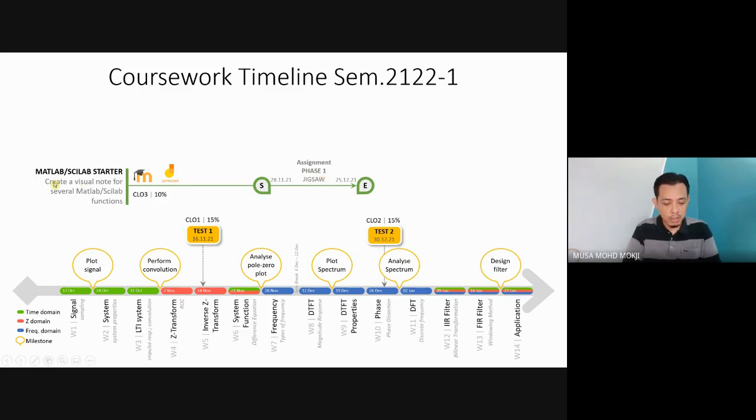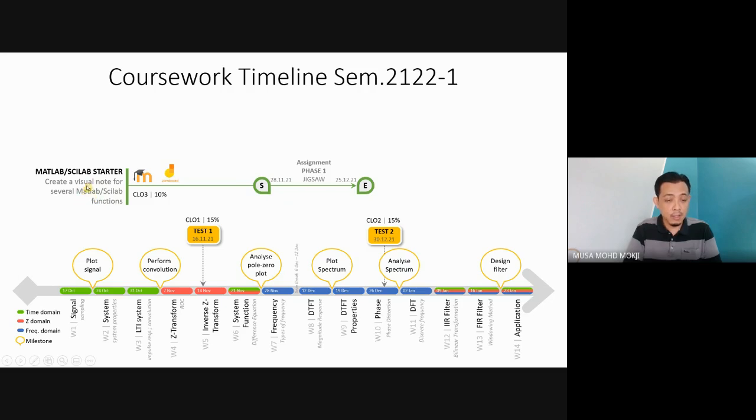If you read here, what you need to do is create visual notes. It's like your own mind-mapping notes for several MATLAB or Scilab functions. But this semester we will focus on MATLAB only. We're not going to do Scilab. The whole class will do MATLAB functions only.